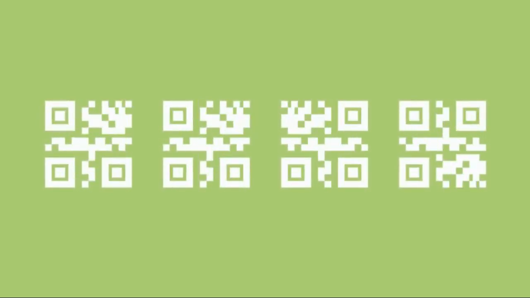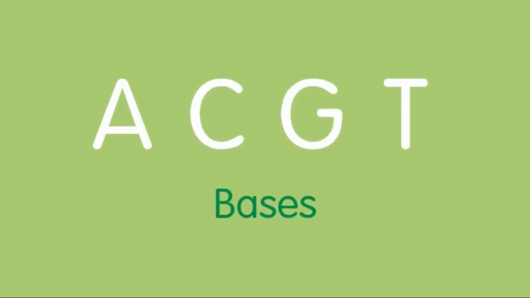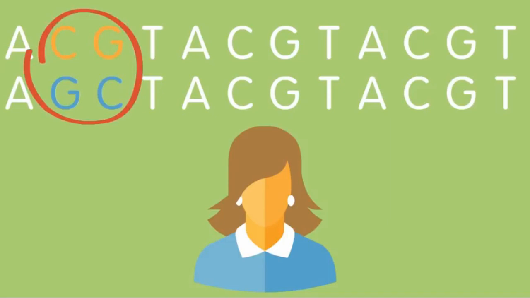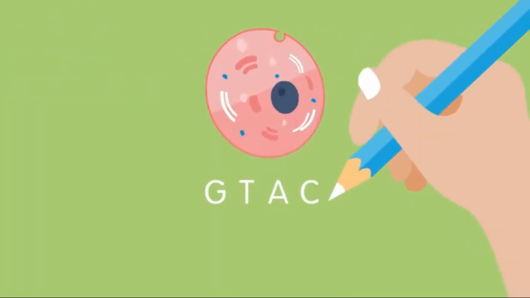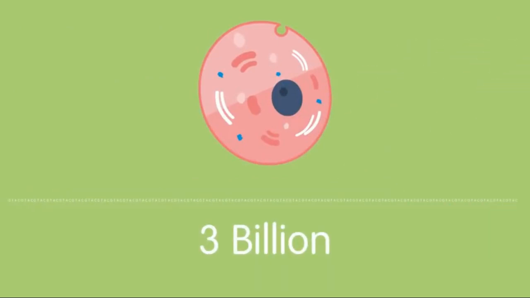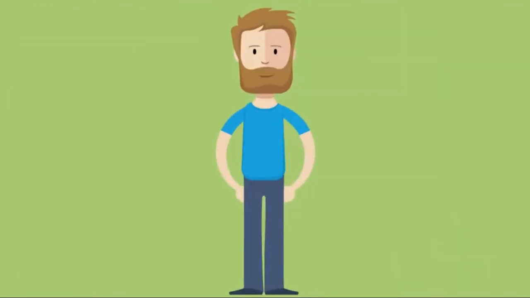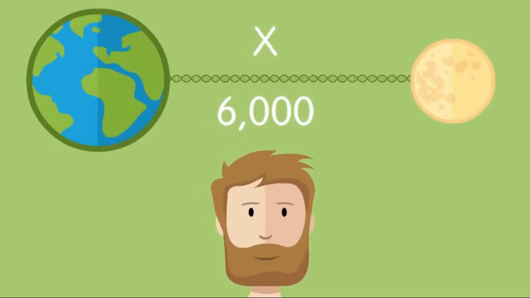DNA is a code made up of a 4-letter alphabet, A, C, G, and T, called bases. The order of this code changes slightly from person to person to make you who you are. If you wrote down all the letters of DNA code contained in one cell, it would be 3 billion letters long. So if you put together all the DNA in your entire body, you could reach from Earth to the Moon nearly 6,000 times.